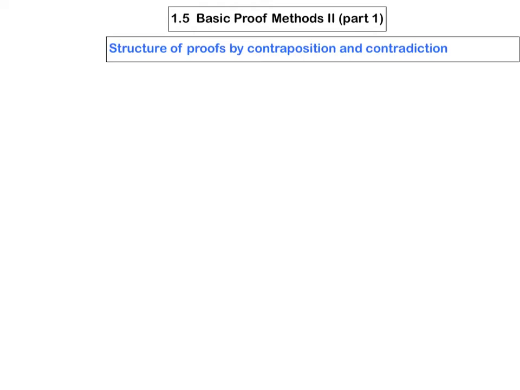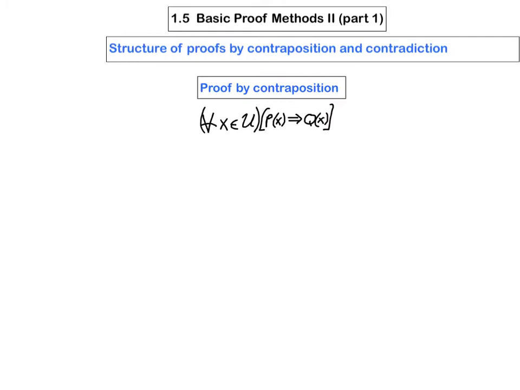This is the first in our series of lectures on section 1.5, entitled Basic Proof Methods 2. Here we're going to talk about the overall structure of proofs by contraposition and contradiction. Okay, so this is the sort of proposition we're going to be trying to prove using the method of contraposition.